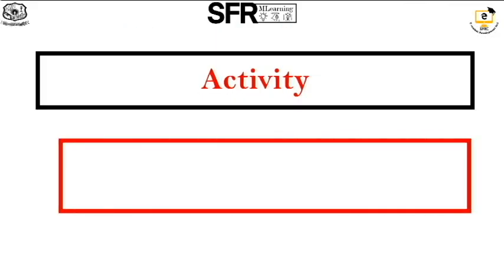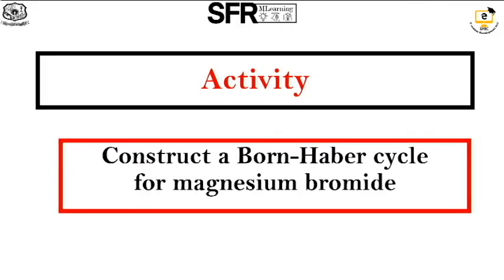This is the activity for you. First, construct a Born-Haber cycle for magnesium bromide.